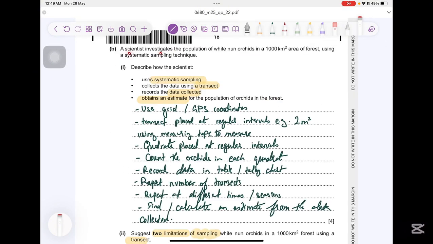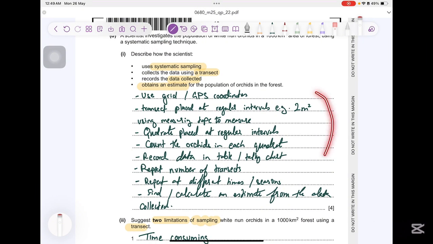A scientist investigates the population of white orchids in a 1,000 square area of forest using systematic sampling. It's asking you to explain what systematic sampling is. You're going to say use a grid or GPS coordinates, transects placed at regular intervals, 2 meters square using a measuring tape to measure, quadrats placed at regular intervals. You can set the regular intervals by saying 2 meters square, 5 meters, 10 meters, your wish.